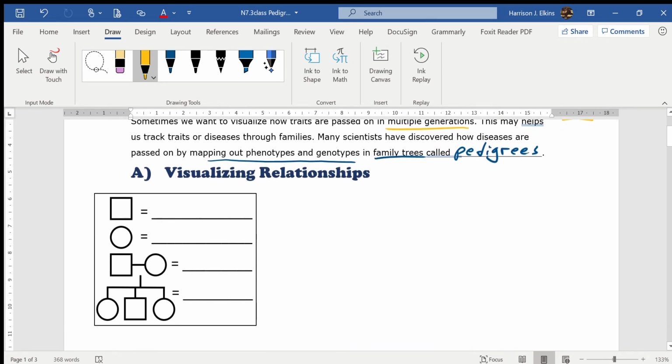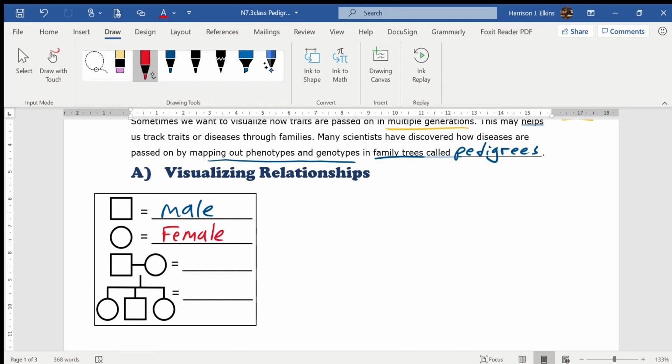Okay, so we're going to draw a pedigree here. Before we do that, we need to know how to represent different people. So if we look at a square right here, that square is going to represent a male person. Okay, this circle is going to represent a female person.